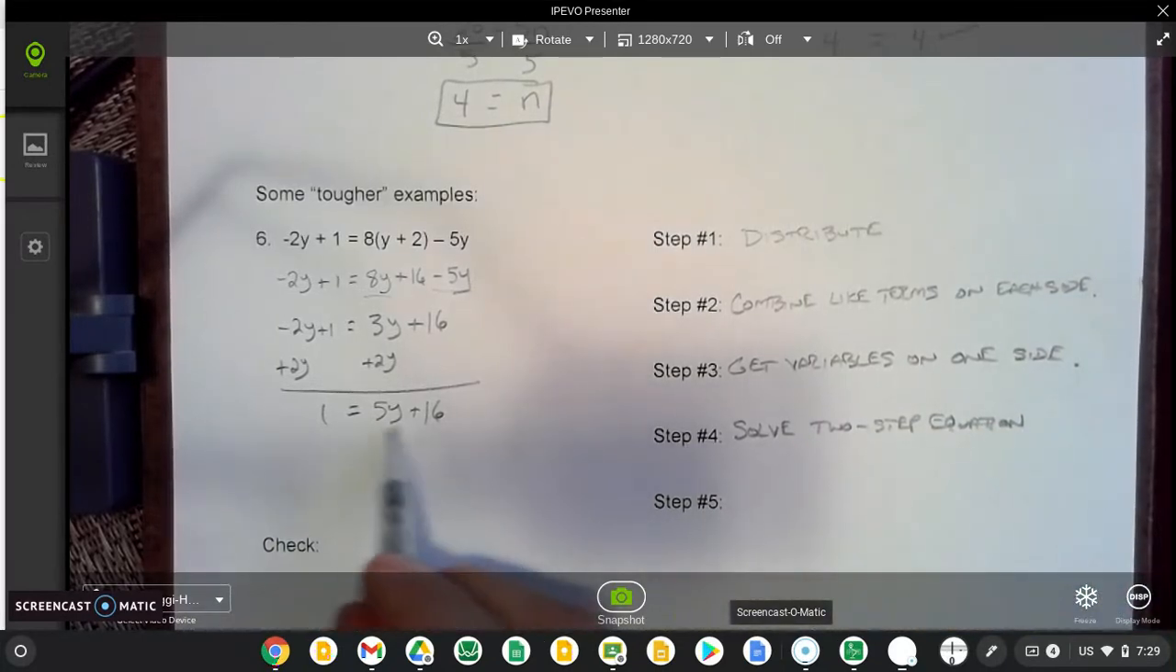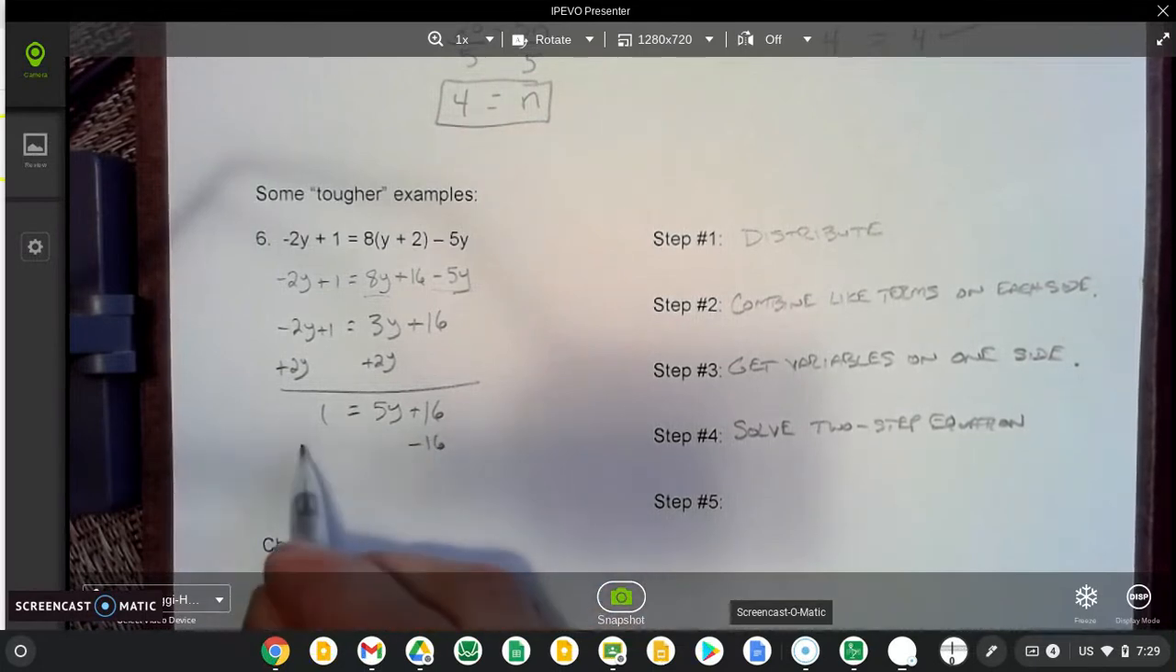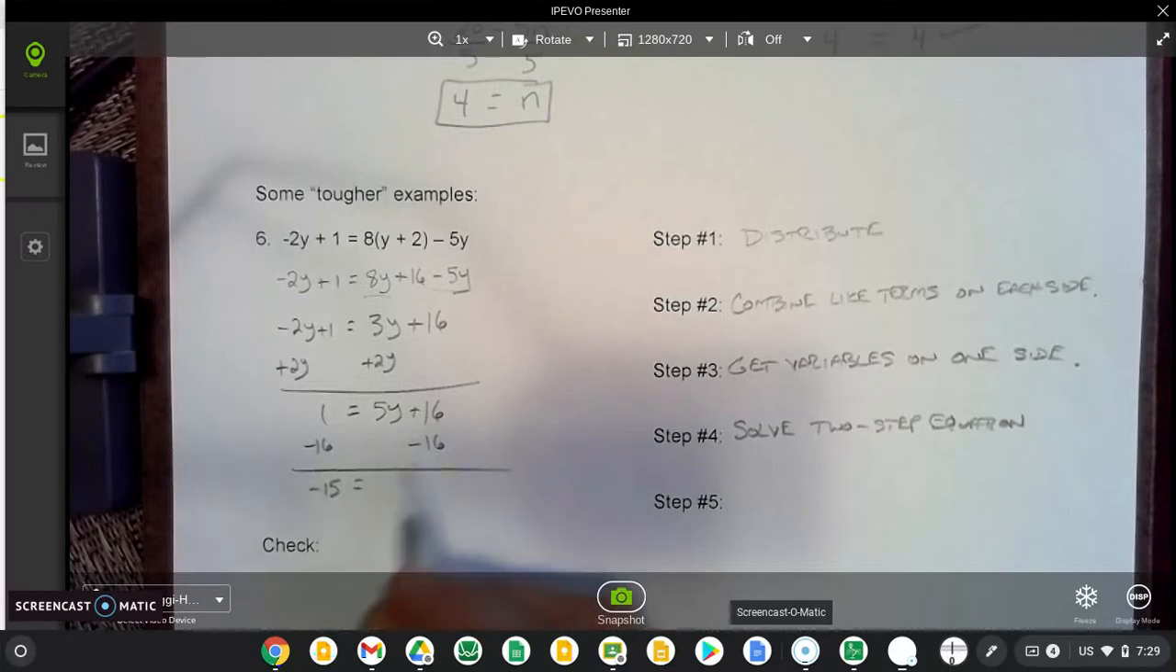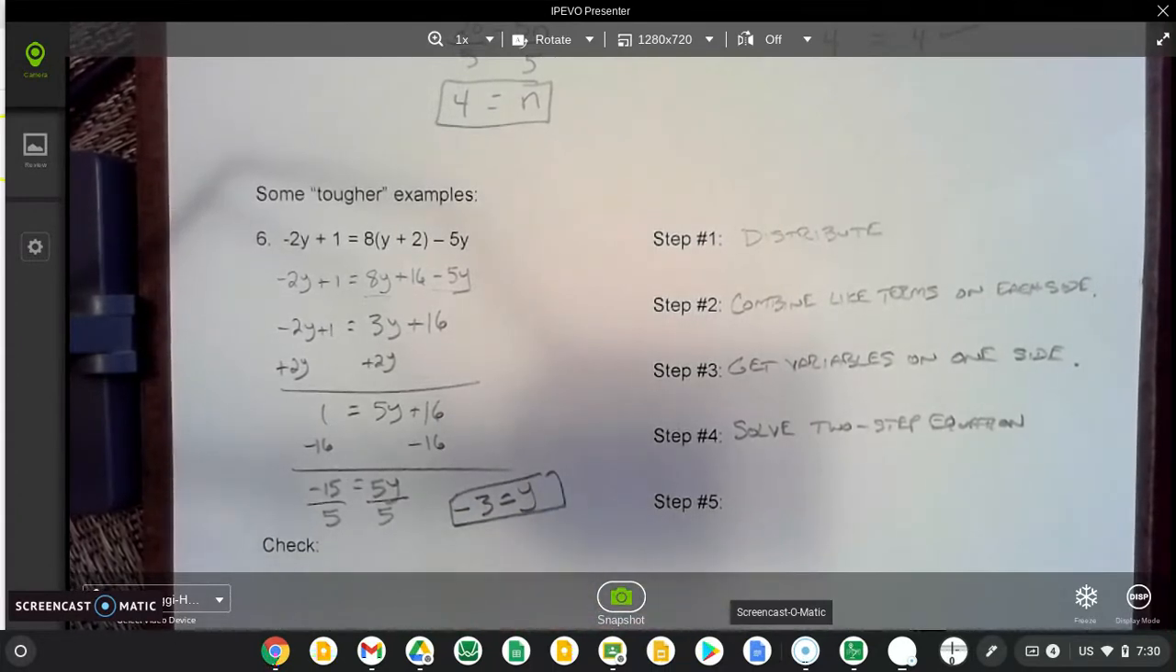Okay, I'm going to isolate 5y by subtracting 16 from each side. 1 minus 16 is negative 15, and I'm left with 5y by itself on the right side. And now to get y, I'm going to divide each side by 5. Negative 15 divided by 5 is negative 3, and 5y divided by 5 is just y. So y should have a value of negative 3.